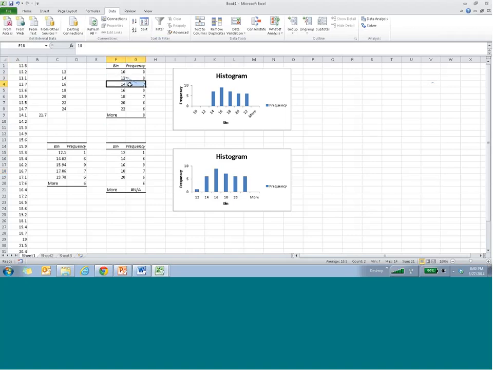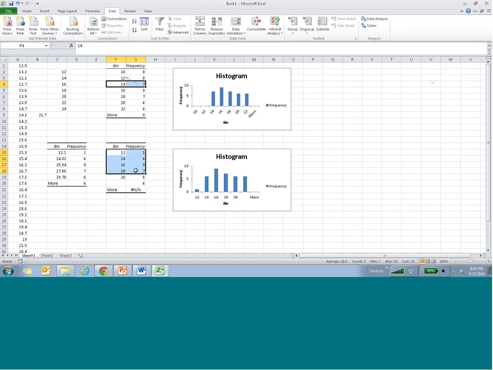There's 7 less than 14 and greater than or equal to 12. There's 9 less than 16 and greater than or equal to 14. Again, see how that arrow is leading you to it's greater than 12 and less than 14. So why in the bin right below that do you have 1 in the 12?